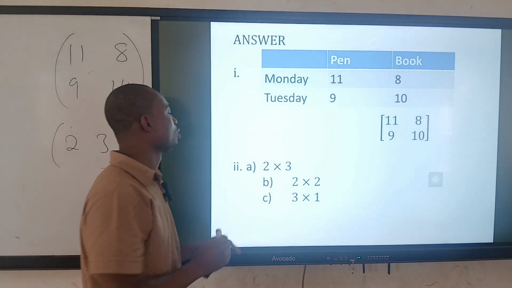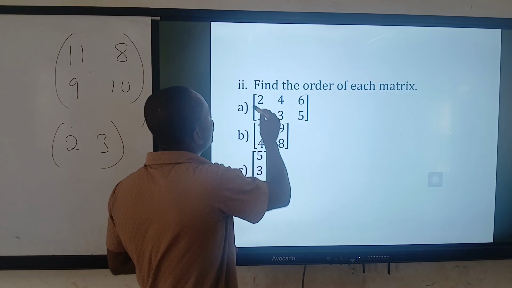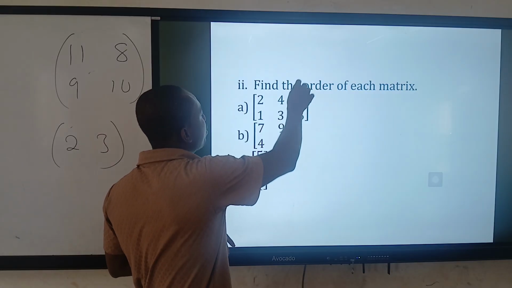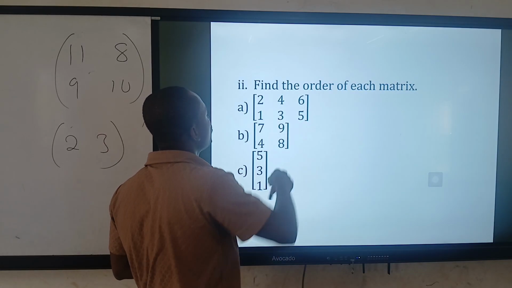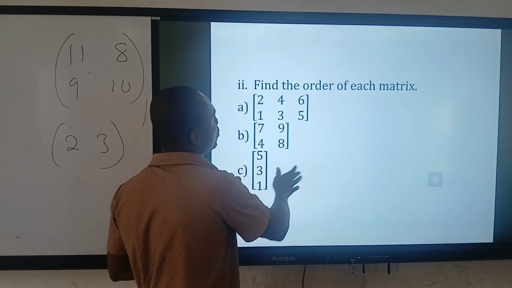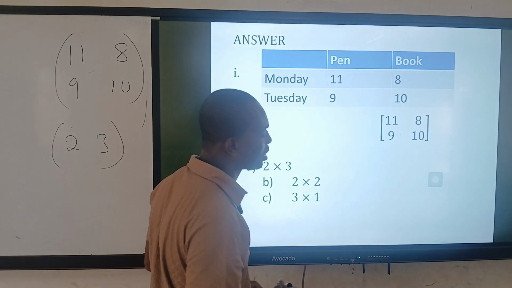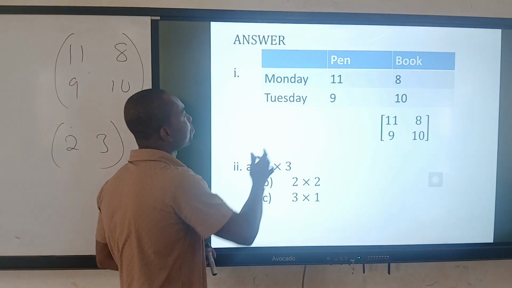And then for number 2, this one is 2 by 3 matrix. This one is 2 by 2 matrix. And this one is 3 by 1 matrix. So there is the answer for the order.